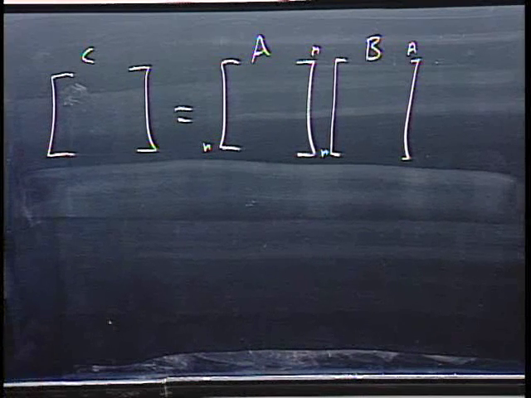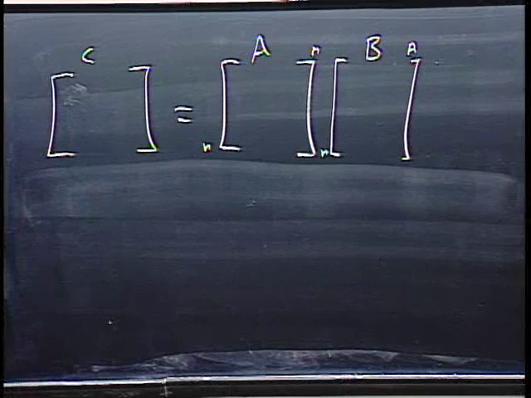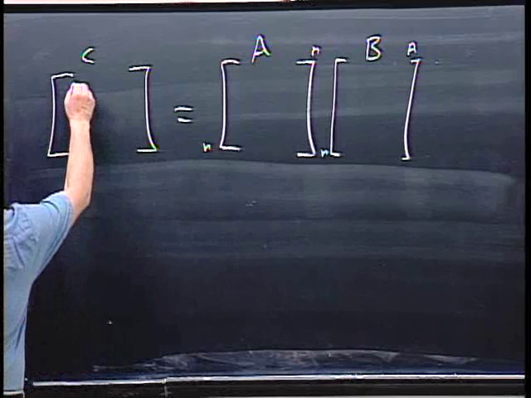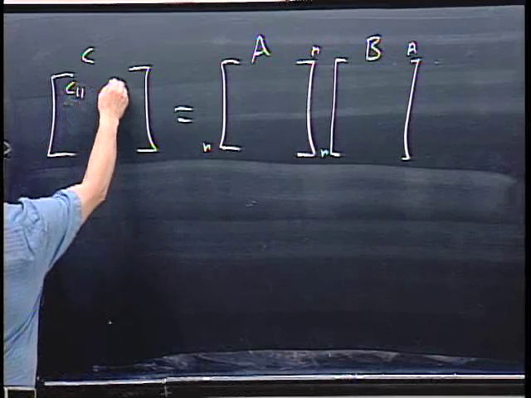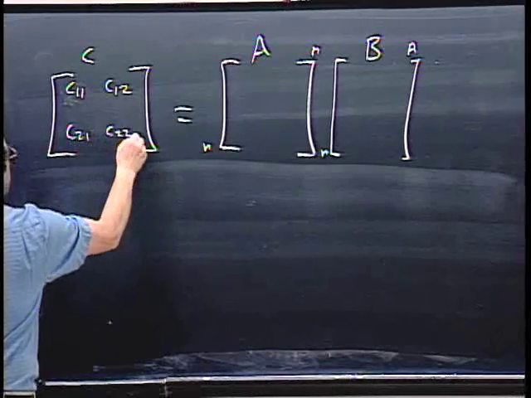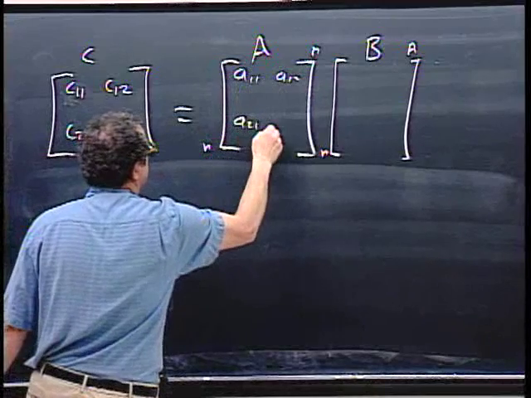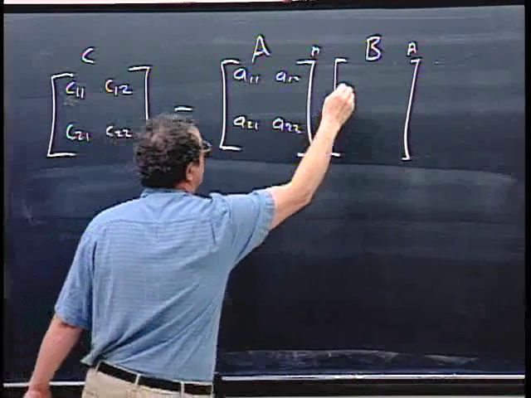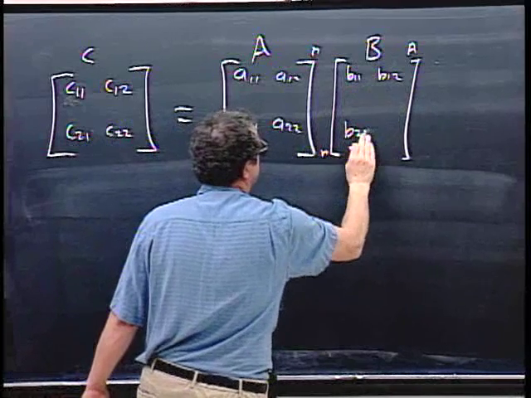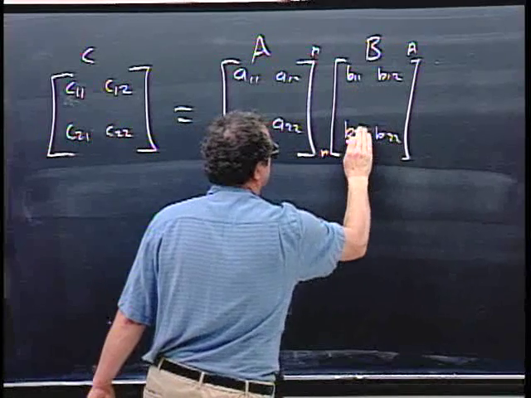So you all know how to do matrix multiplication. You've done it in numerous classes. You know the basic definition. Let's look at that first before we go any further. Let's just take a look at a 2 by 2. We have entries C11, C12, C21, C22, A11, A12, A21, A22, B11, B12, B21, B22.